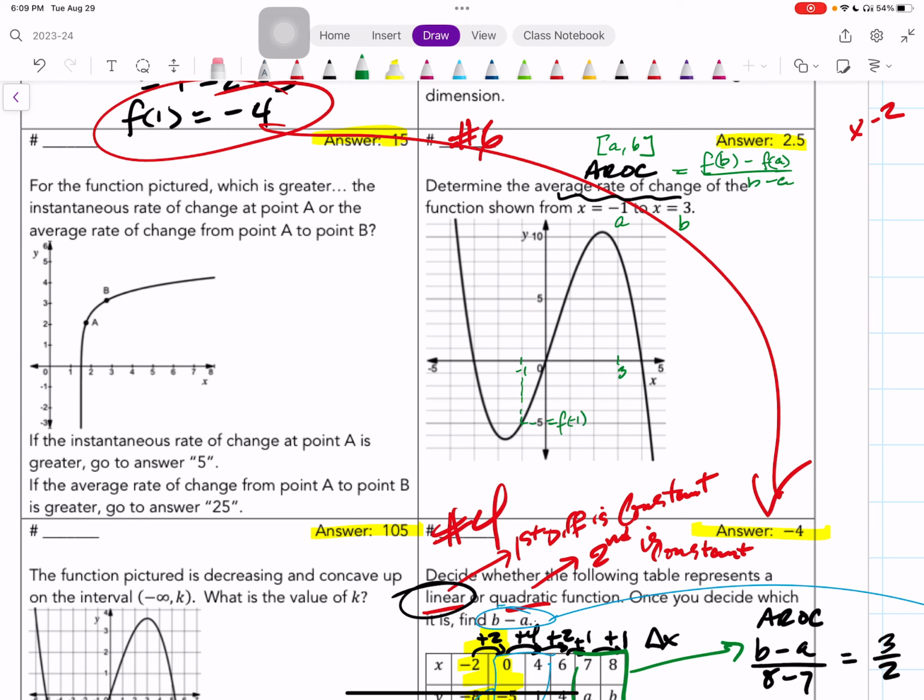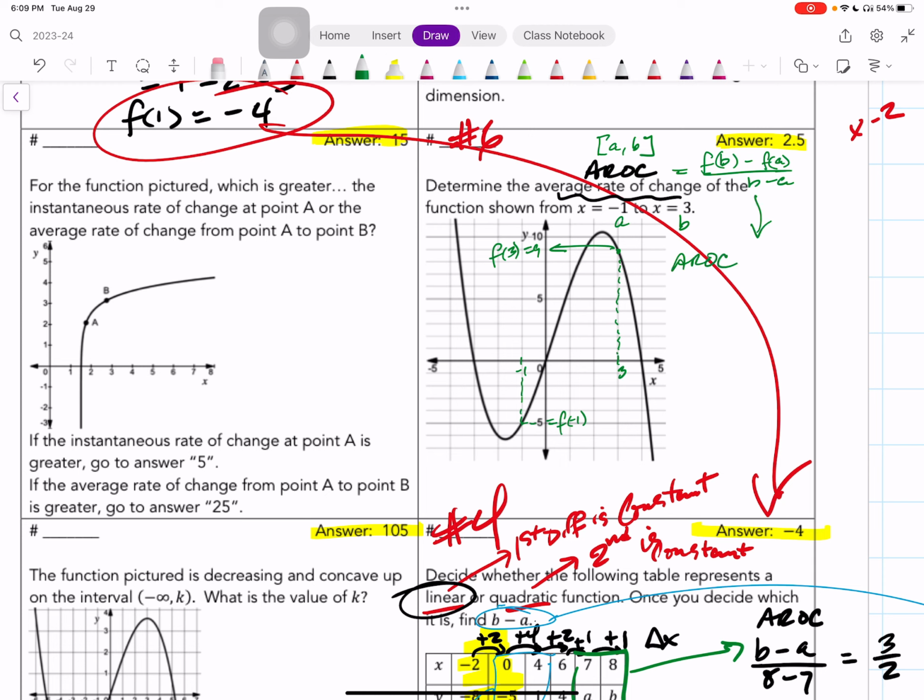F of 3, you've got to go up to the function. All right, plot it, look at the y value, and it's 9. So F of 3 is equal to 9. So that's the first thing you have to know, how to evaluate a function given the graph to figure out the function values. Okay, so here we go. So let's apply the definition.